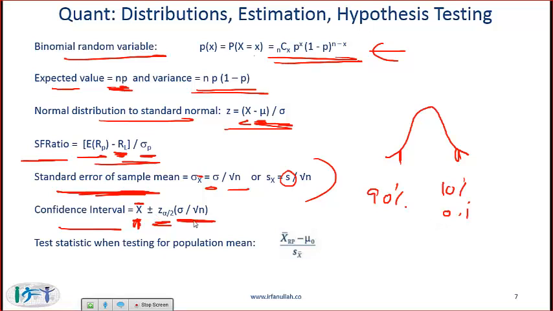And then the next point is the standard error of the sample mean, which is sigma over root n. If you do not have the sigma from the population, then you simply use the S from the sample, and then you would be doing the t-test if you do not know the population variance. The test statistic when you are testing for the population mean is given by this: x bar, which is the sample mean, minus the hypothesized value divided by the standard error.